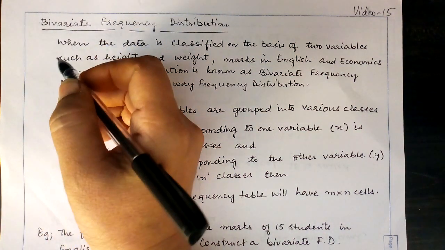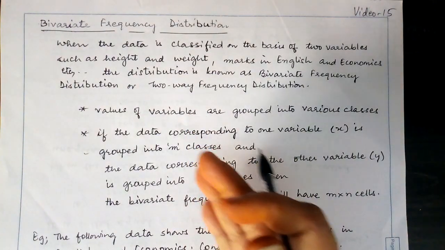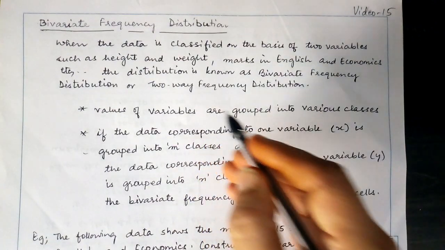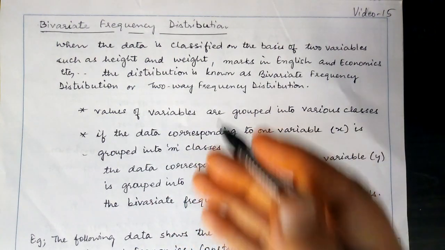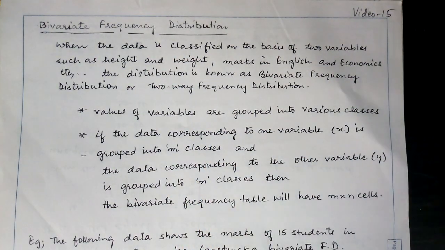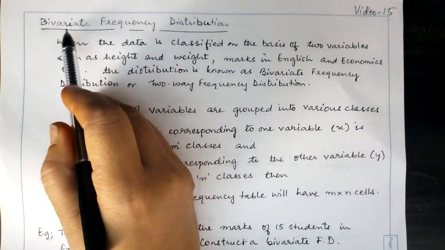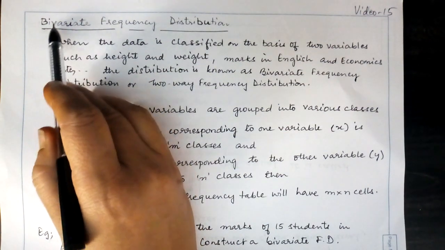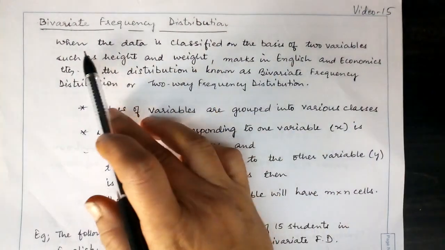Generally, we have a single variable, let us say marks of students in mathematics or economics. Let's say marks in economics. So, roll number 1, these many marks, roll number 2, these many marks, roll number 3, these many marks. So, that's a single variable. That means we are talking about marks only in one subject, which is economics. Now, if we have two variables, economics plus another subject, then it becomes a bivariate frequency distribution. So, let's see what it is.